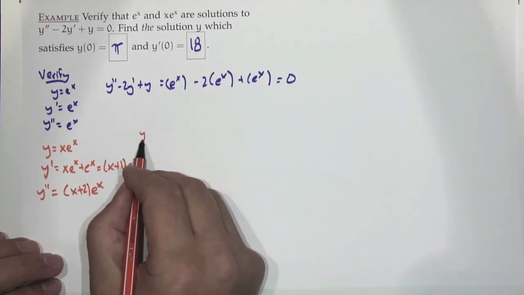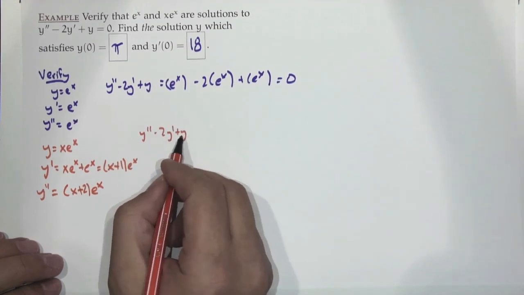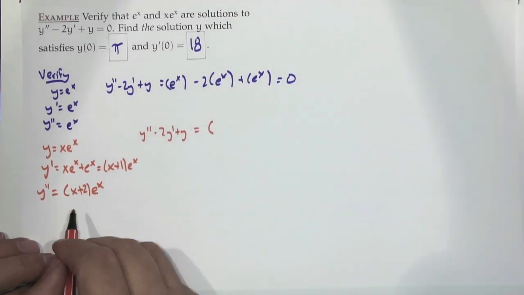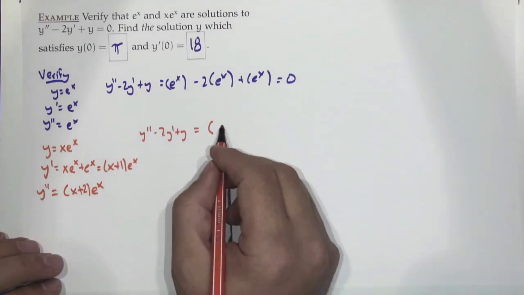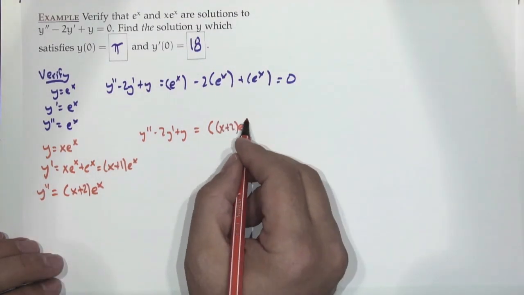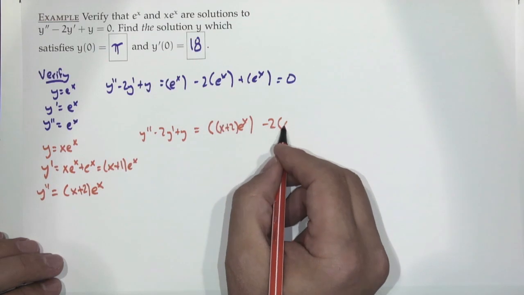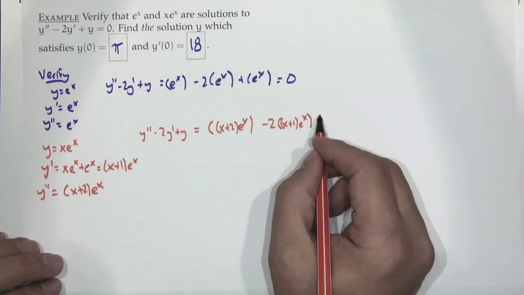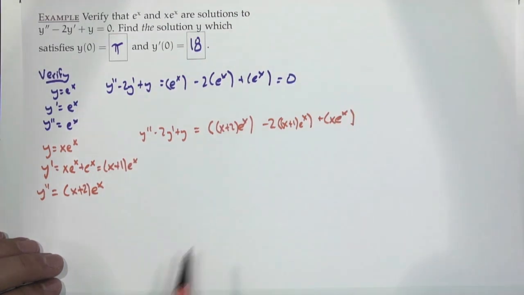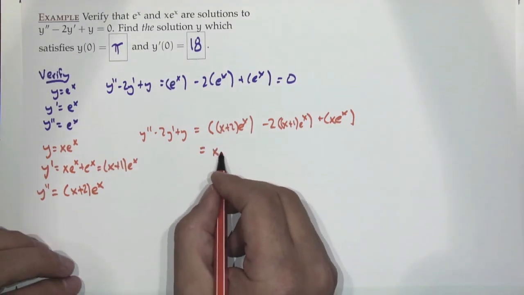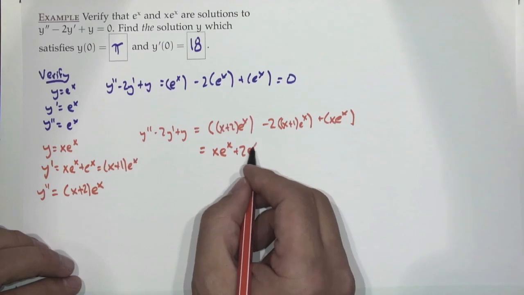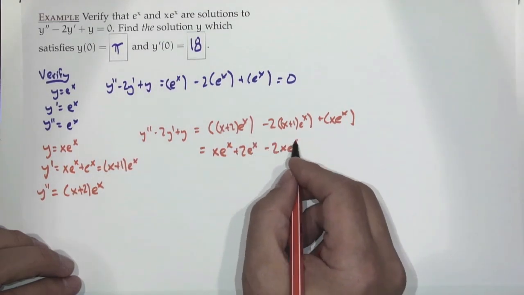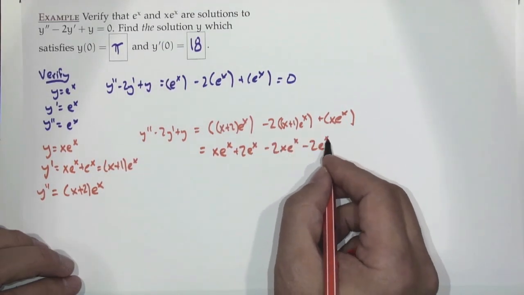Okay, so y double prime minus 2y prime plus y would equal, make sure you grab the right terms, x plus 2 e to the x, that's the y double prime, minus 2 times x plus 1 e to the x, and then plus x e to the x. What does it simplify to? Well, maybe that's not quite so fast, but we can, of course, expand everything out. And if you do that, you will get what's written here.